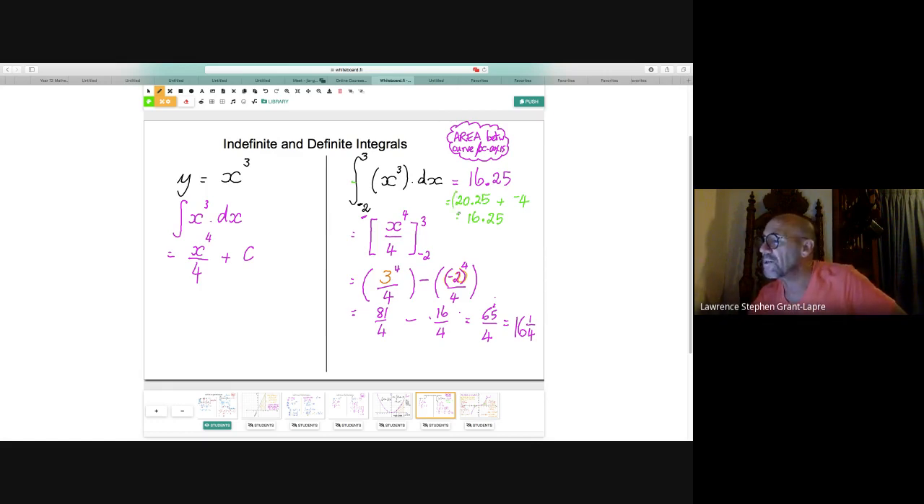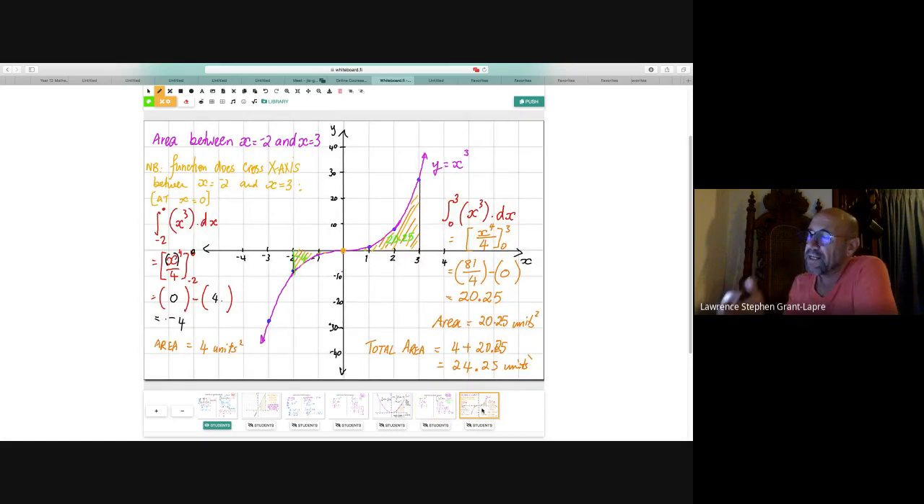Because we have some positive definite integral, we have a negative definite integral that cancels out, and so we end up with overall 16.25 positives. However, the area we've got to consider not the negative, we've got to consider -4 as +4. So we get a different answer. Be careful with using definite integrals and areas. Whilst the maths is related, the answers are not the same.